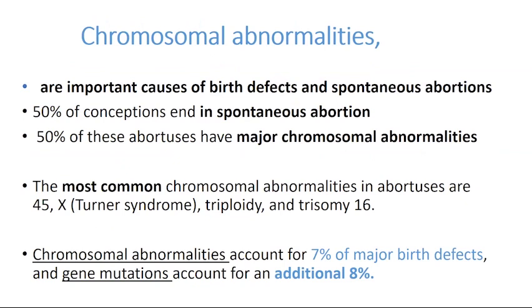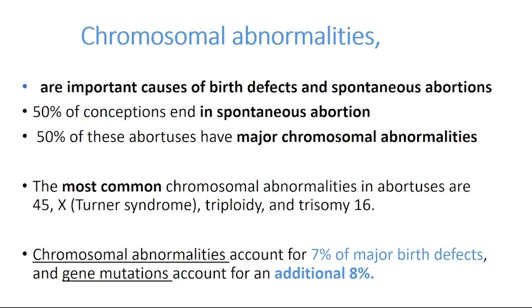50% end in spontaneous abortion and 50% have a chromosomal abnormality. So it is both ways. The most common abnormality in abortus is 45X, that is monosomy, and trisomy, where chromosome 16 is affected, and that is one where there is one less chromosome.